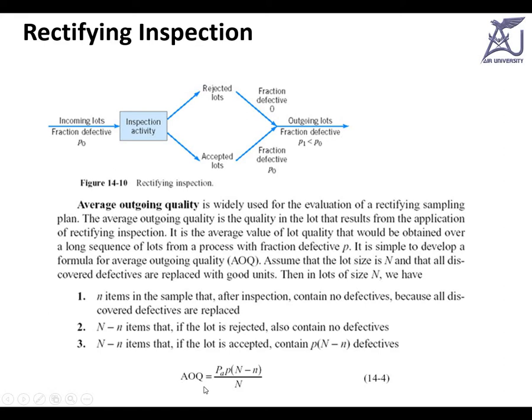So on the average, how much will that be? Average outgoing quality will be equal to probability of acceptance times p times N minus n, divided by whole N. So this will be your average outgoing quality after applying the rectification plan, because you are combining the accepted lot and the rejected lot together. So this is the formula to calculate average outgoing quality.